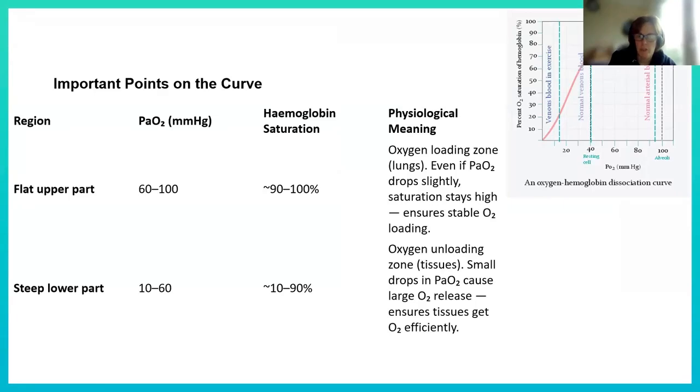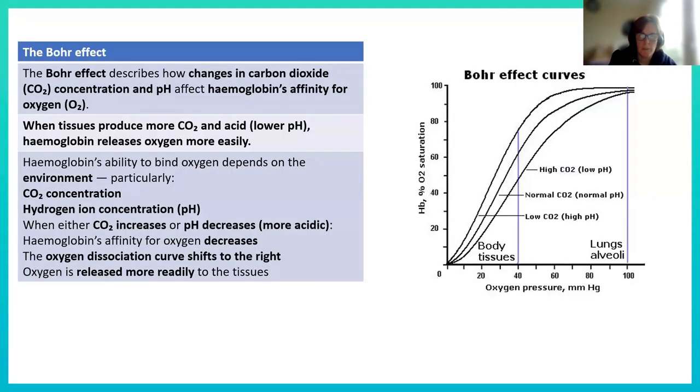So even if the pressure drops slightly, saturation stays high, and that means there's stable oxygen load in. And then the steep part of the slope is the oxygen load in zone. And we get something called the Bohr effect.